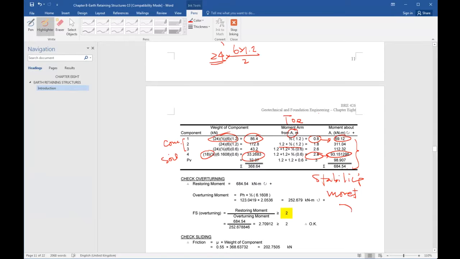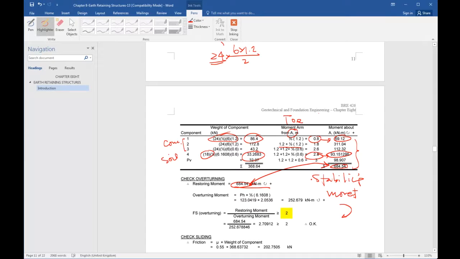It's rotating clockwise, right? Now, what about the overturning moment? We have worked out 684, right? And this overturning moment, this one, right?